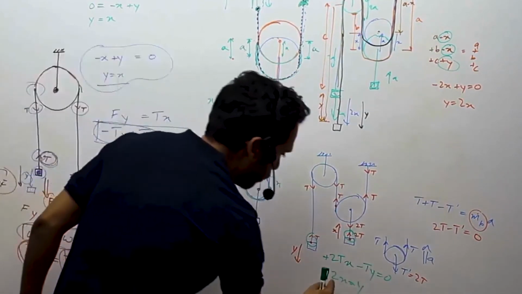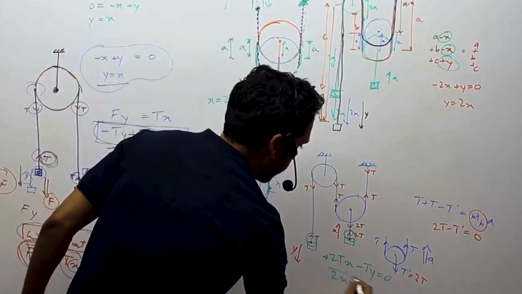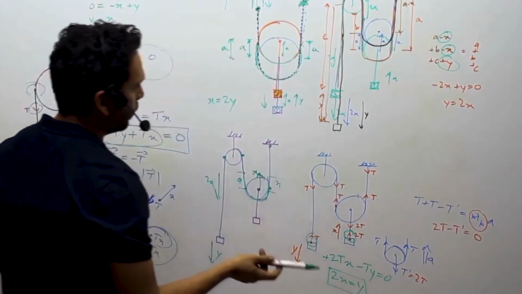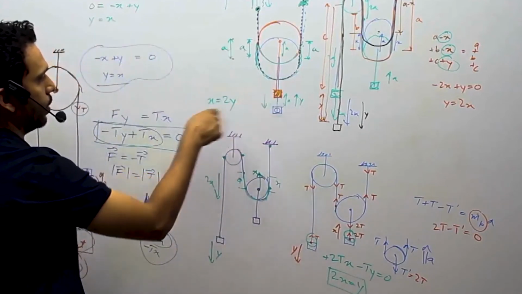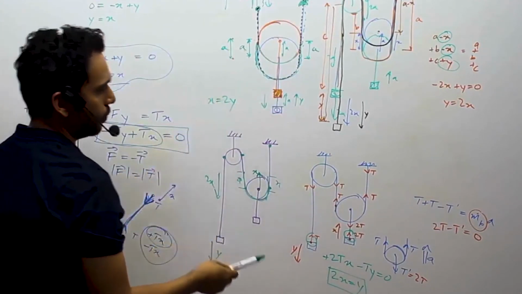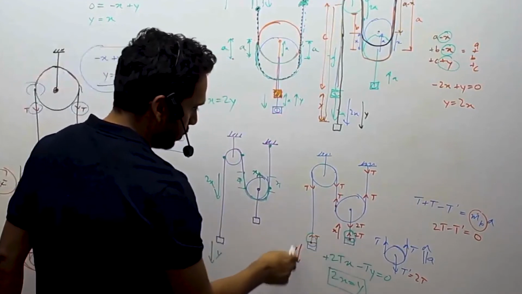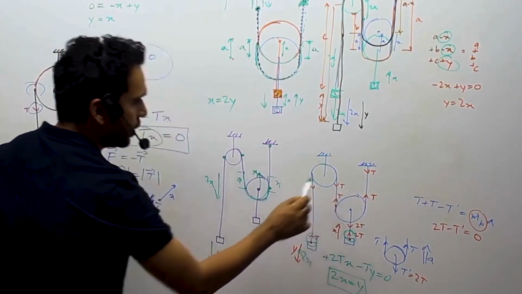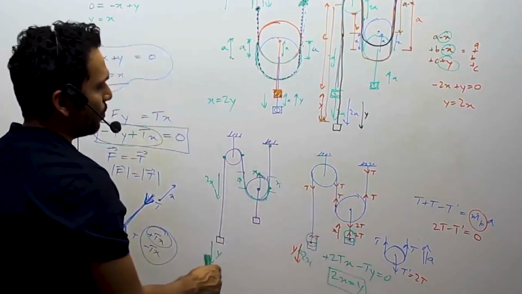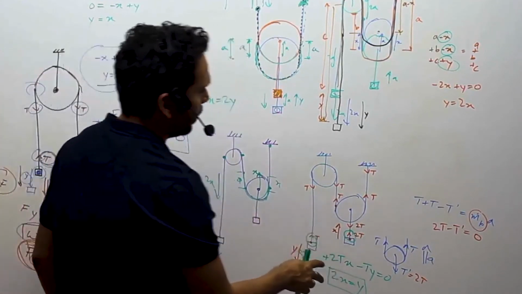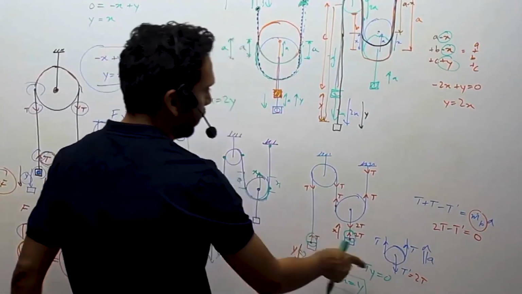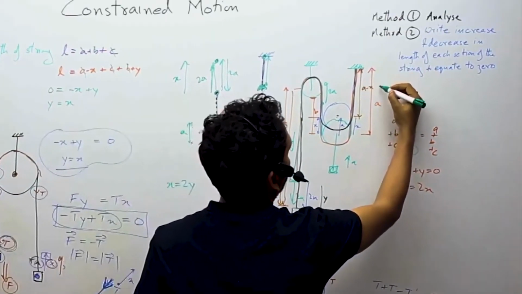The T's get cancelled and what we get is 2X is equal to Y. So that's again the same relation we were getting earlier. Here I'd called this Y, so that was the other way around. Here I'm calling this X and this Y. So this has gone down twice the amount of how much it has come up. So again a very useful way, but not required in this particular case. But in many cases you'll find this work done method quite useful.